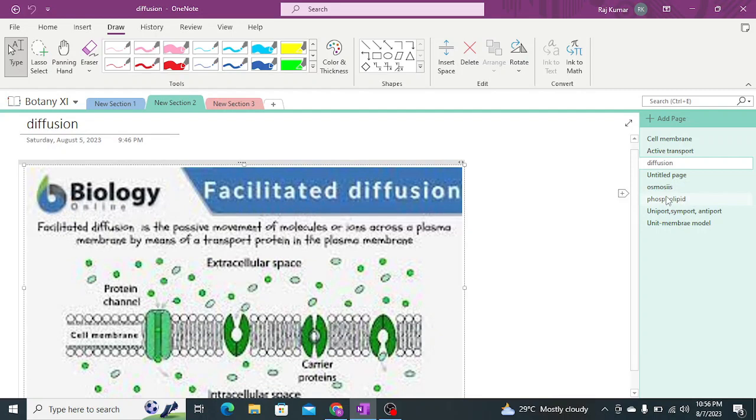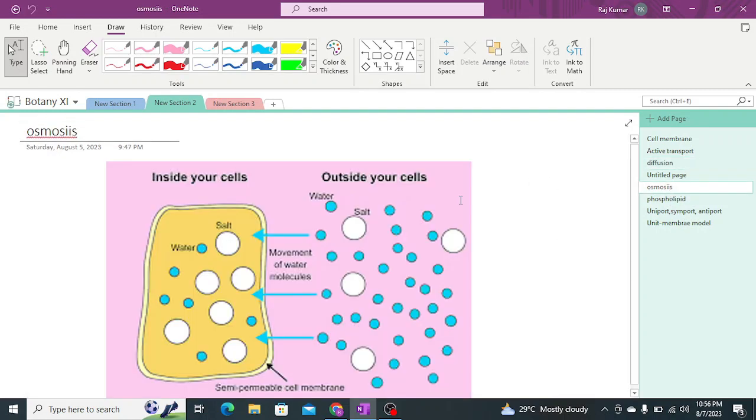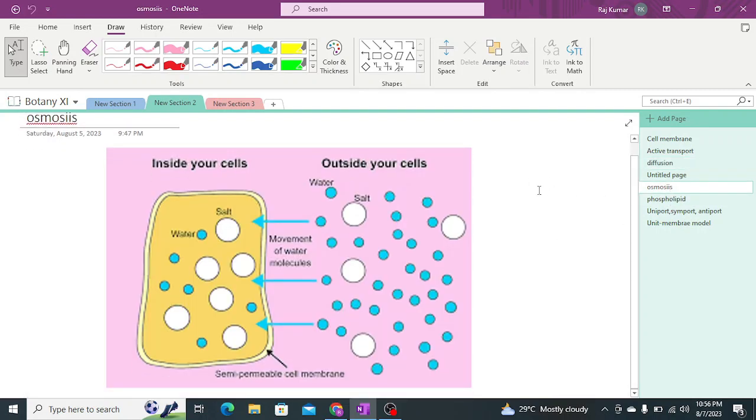Before discussing facilitated diffusion, I would like to discuss what osmosis is. Osmosis is the movement of water molecules from the region of high water concentration to the region of low water concentration through a partially permeable membrane. This can also be defined as movement of water molecules from low solute concentration to high solute concentration, or from hypotonicity to hypertonicity through a partially permeable membrane.